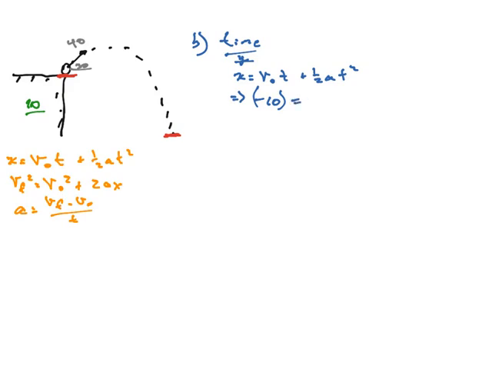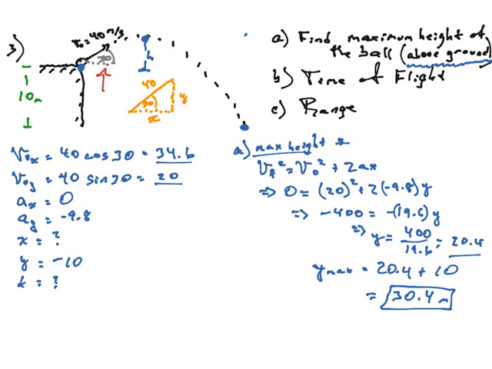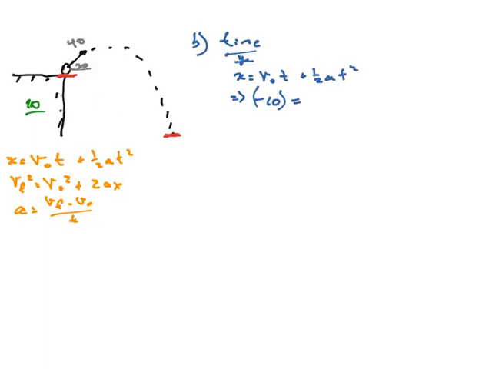Equals y initial velocity. Let's see, I had this over here. Y initial velocity was 20 times t, which is what I want, plus 1/2 negative 9.8 t squared. Okay, again, be very careful. This initial velocity is not the total initial velocity of 40. It's not the x initial velocity, it's the y initial velocity, because all the information in this problem is all in y.